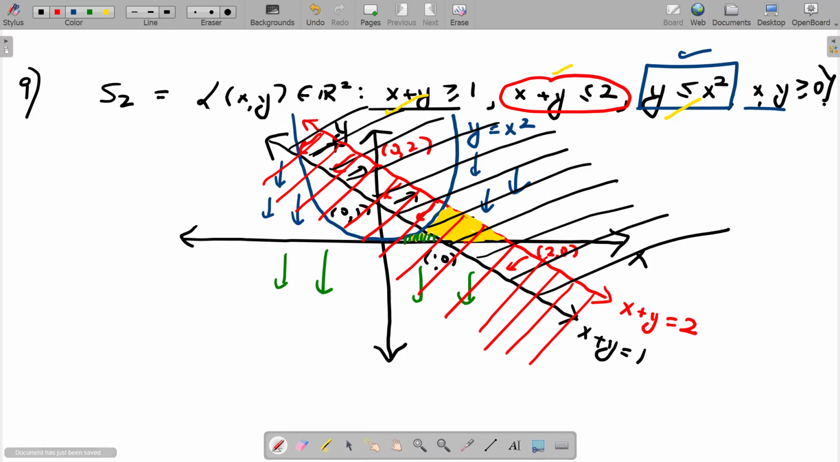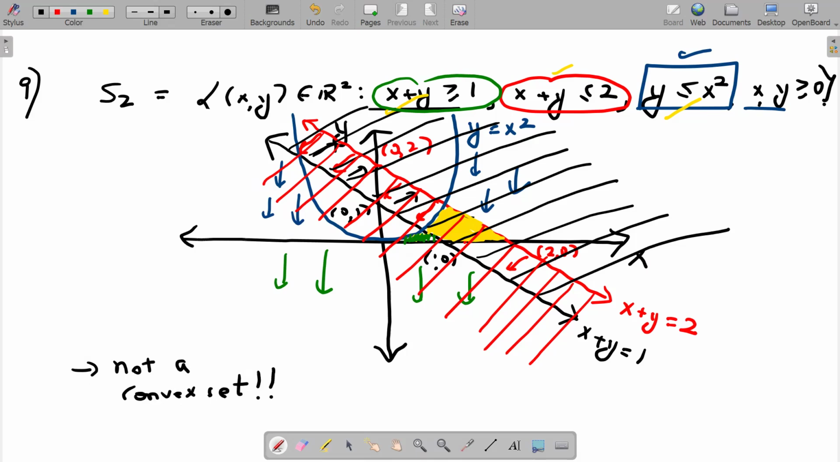So students can clearly see, if you look at the overlapping region, there are some points in S2 where the line segment will lie outside. Although it's a bit difficult to trace, look at this green area. The green area is where we are not having this inequality getting satisfied, but the other two are getting satisfied. So I can say that this is not a convex set.